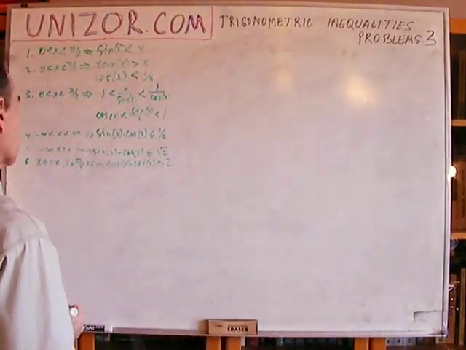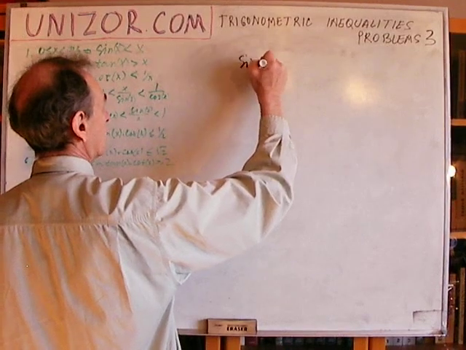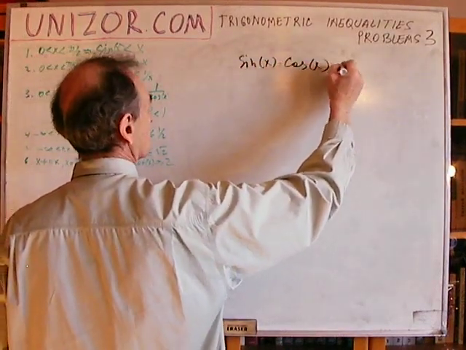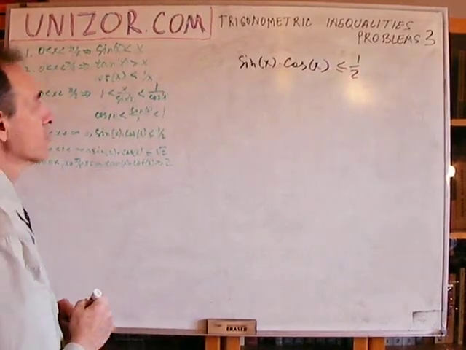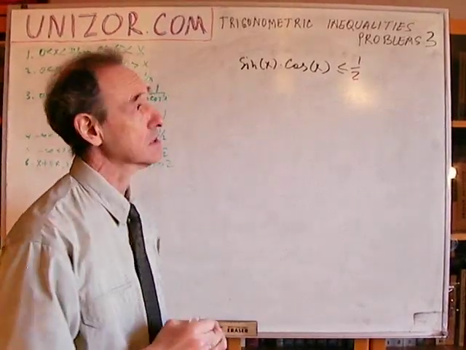Okay, what else is interesting? Sine of x times cosine of x is less than or equal to 1/2. How can we prove this? Basically for any x. There are no restrictions here, it's unconditional.